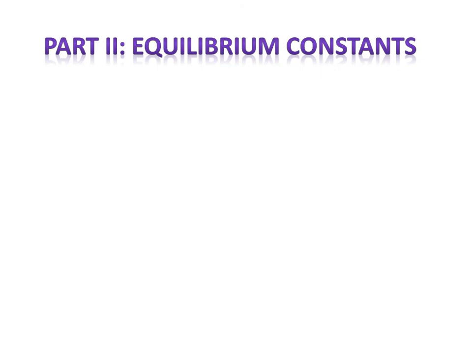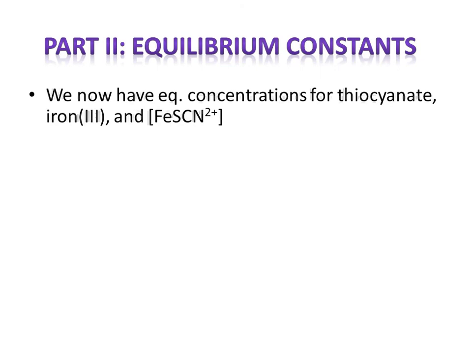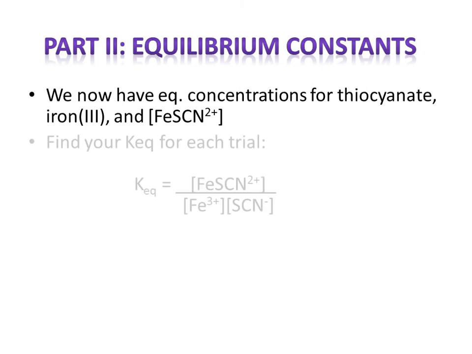Alright, we have enough data to calculate now our equilibrium constants. For trials 1 through 5 of Part 2, we have equilibrium concentrations for our iron thiocyanate complex, which we got from our best fit line and solving that. We got our equilibrium concentrations of iron 3 and thiocyanate by manipulating our values in those last 2 sets of calculations that we did.